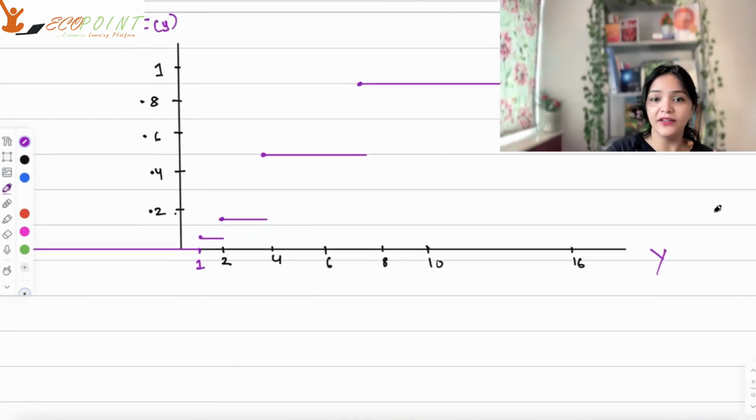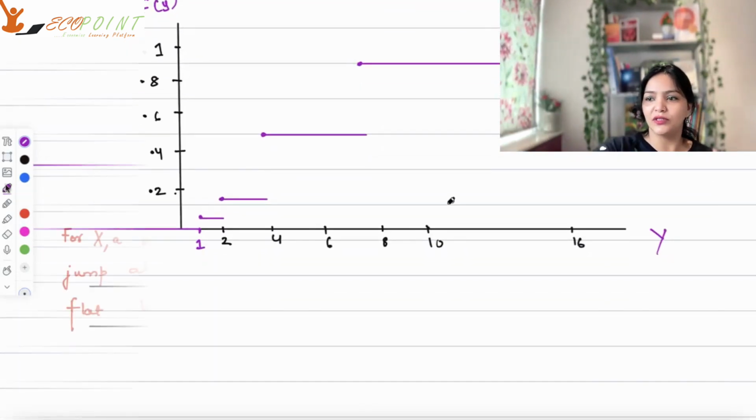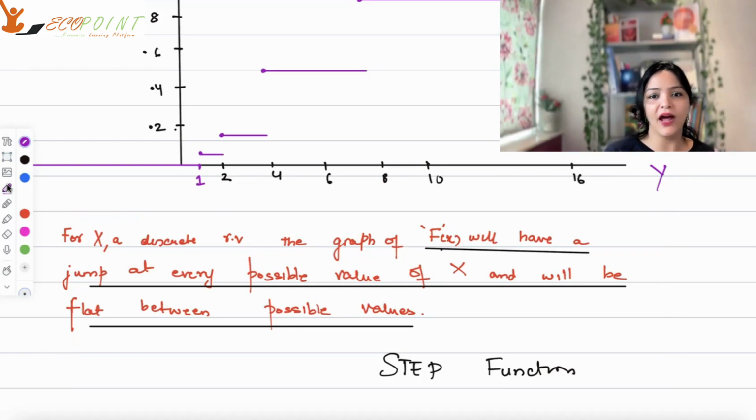What do you observe here? Very interesting thing. This is a step function. So for a discrete random variable x, the graph of capital Fx will have a jump at every possible value of x and will be flat between possible values. That means anytime this kind of scenario is occurring, the function will be a step graph. And capital Fx, when it comes to a discrete random variable, is a step function like this. I hope with this, you will have clarity in terms of what the CDF is and how you graph a CDF for a discrete random variable, and how you write it down as a function. Thank you very much. I hope this will really help you guys.